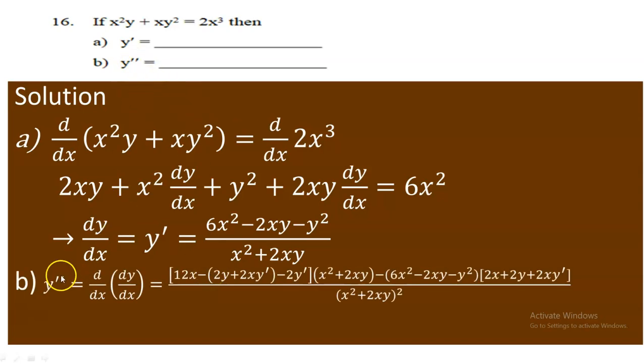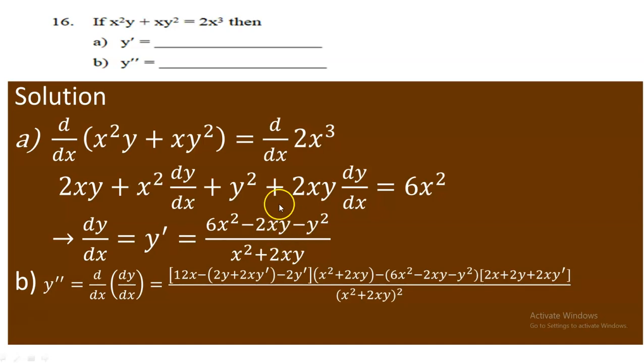When you come to part B, students, you are asked to find the second derivative. As you know, the second derivative is obtained as d by dx of the first one. Here the first derivative requires the quotient rule because it is a ratio expression. So we need to differentiate the numerator. Look, as you differentiate 6x squared, it will be 12x, and the minus is taken into account.